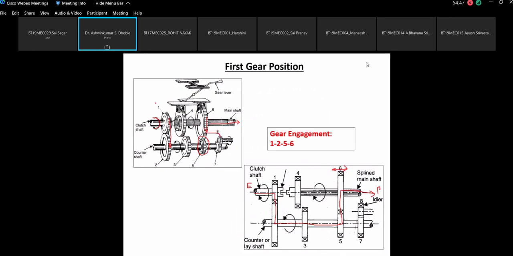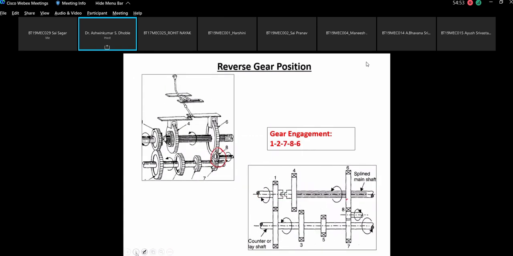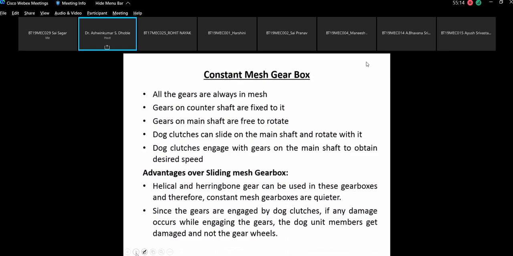Okay, so this gear has engaged with this, and that is the case which is shown in the reverse gear engagement. Only you put the idler here and the direction of the rotation will become reverse, and that is how you can achieve the reverse gear configuration. Okay, so this is how the sliding gearbox works.